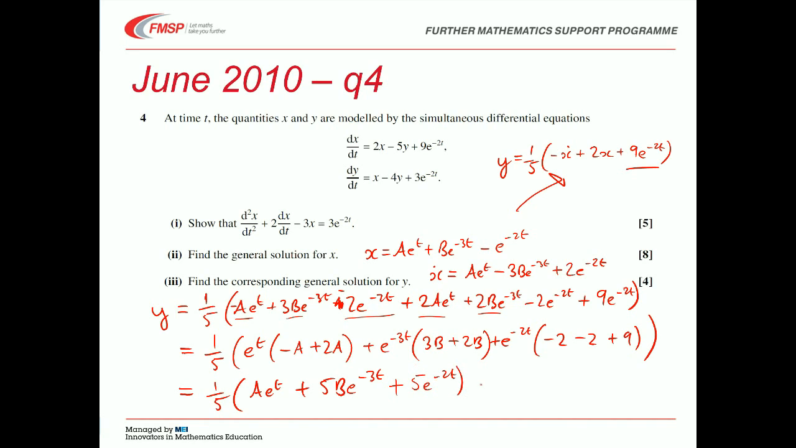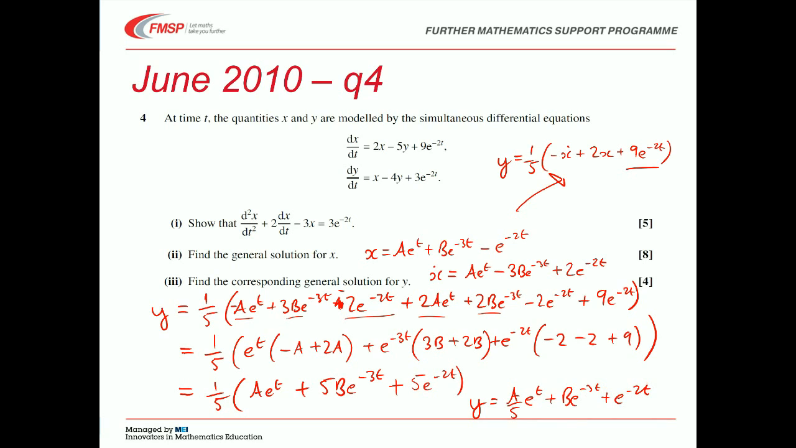So, tidying this up now, final line. Let's do it separately since it's going to be our final answer. y equals a over 5 e to the t plus, keep the b, e to the minus 3t plus e to the minus 2t. And that is our general solution for y.